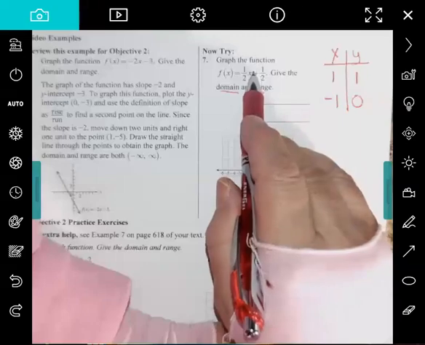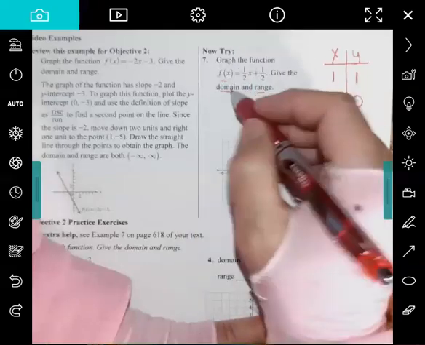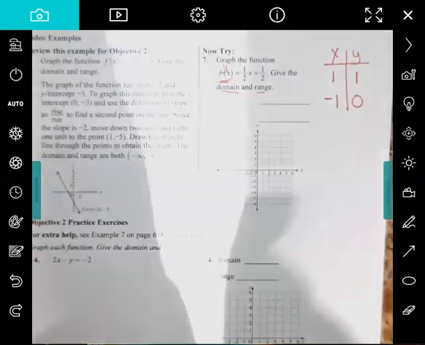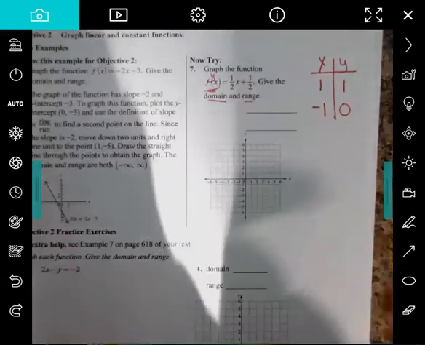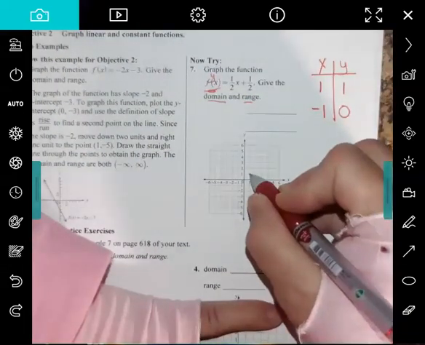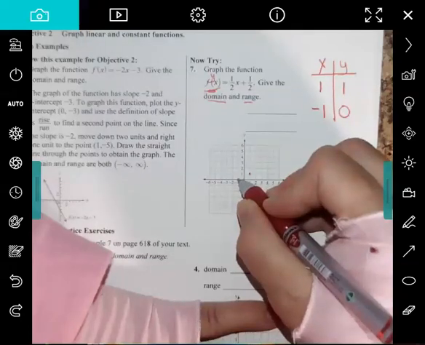And this is a line because x is to the first, and that's a disguised old y. That's a new name for y. That's the function notation for y. So I'm going to put this on my graph. 1, 1, and a -1, 0.